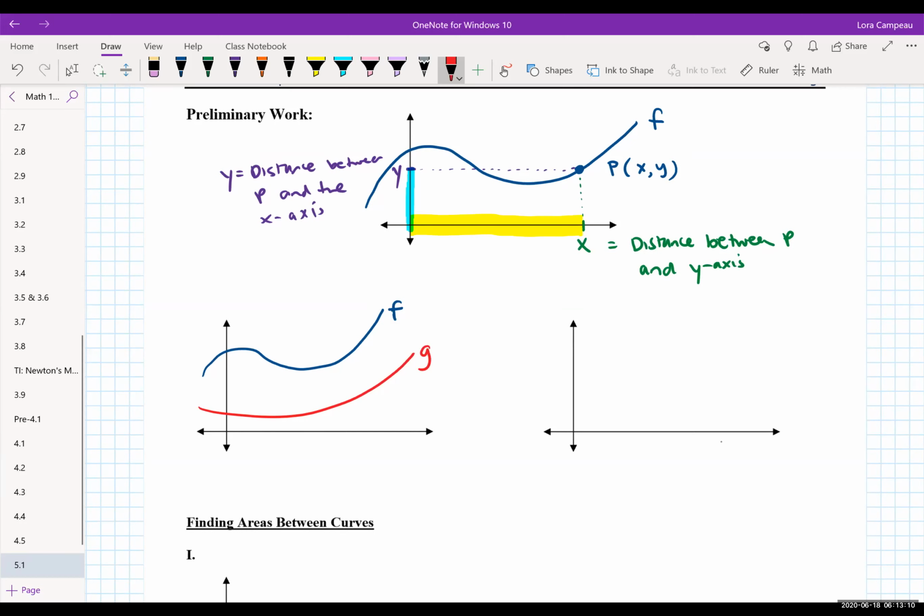And what I want to look at are 2 points on these curves. So I have my point on F. It doesn't matter where I draw it, but I'll draw them over to the right a little bit. And I'll have my point on G as well. I'll put it right beneath it so that we can see.